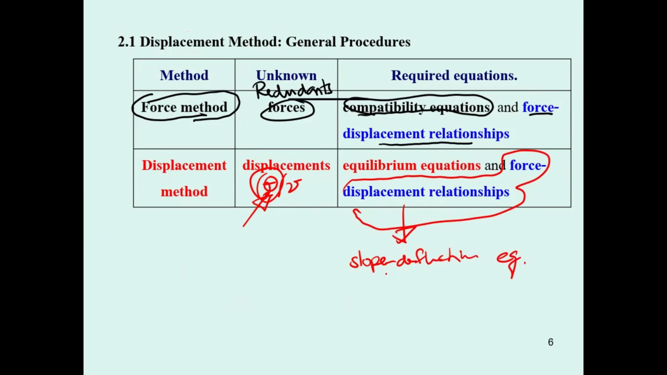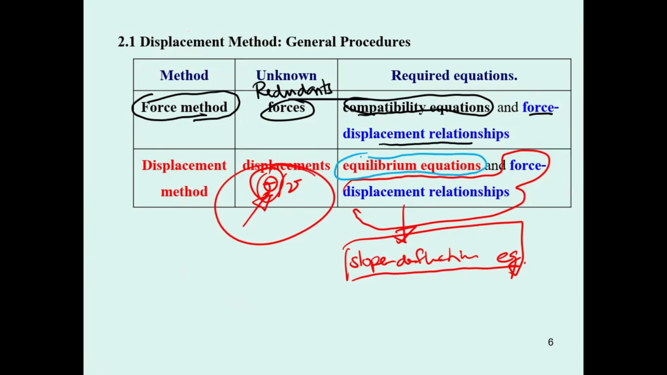After you write the slope deflection equation, which is going to be in the form of unknown displacement, you are going to use the equilibrium equation to write the equation solving for the unknown displacement. After you get the unknown displacement, you put it back into the slope deflection equation. You will get the end moment. From the end moment, you get the end shear, and then you get a free body diagram, and then you get the shear force diagram, and then you get the bending moment diagram.